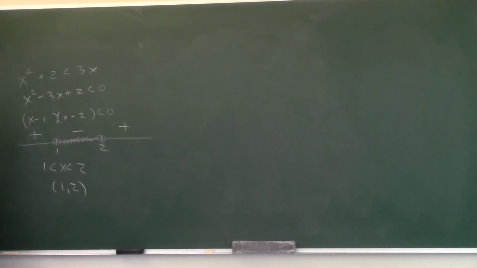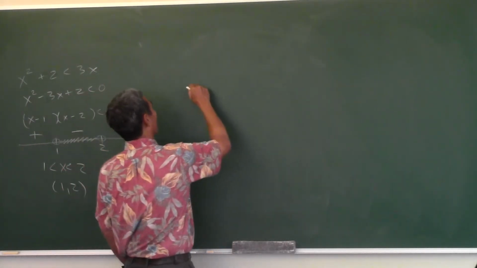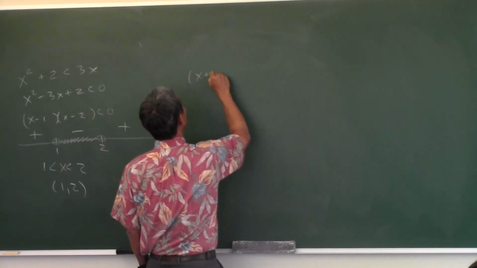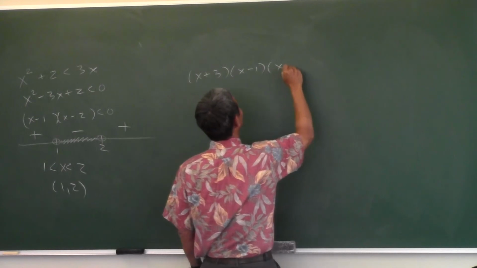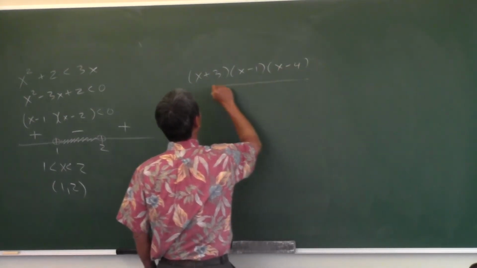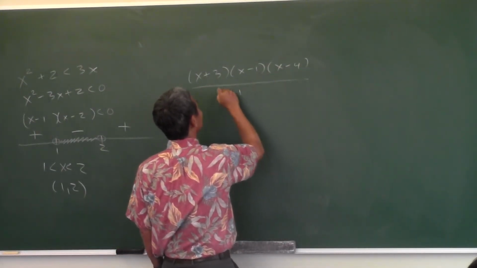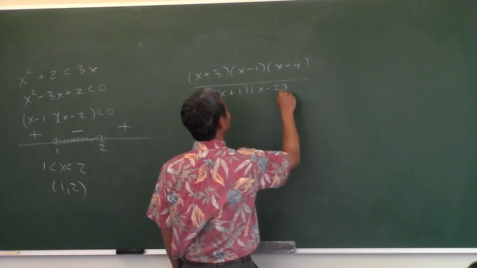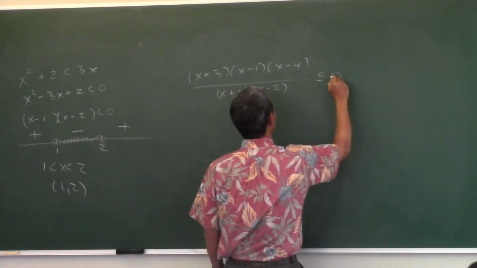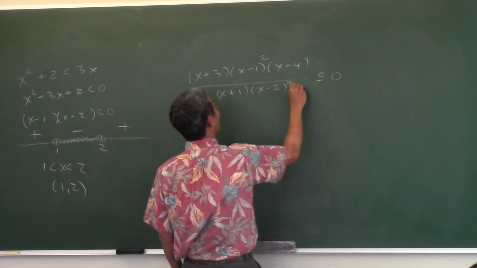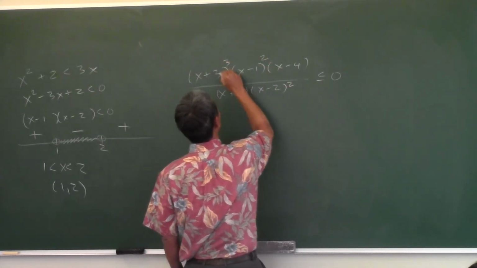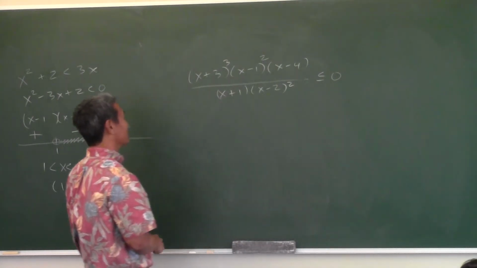And then of course, okay, let's look at another one. What if you had this? (x plus 3)(x minus 1)(x minus 4), all over (x plus 1)(x minus 2), less than or equal to 0, but let's put some even powers on here. How about that one, and what the heck, put a cube on this one. Put some powers on it.